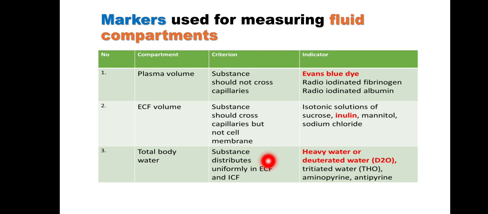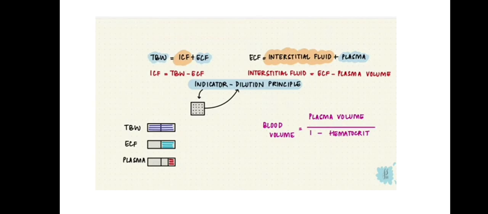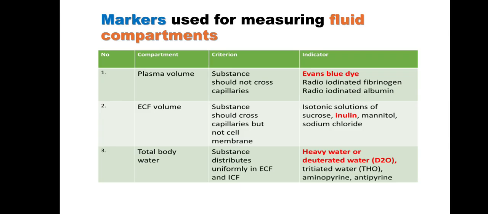The what? It should be distributed within this compartment. Just like the way it's been distributed here, the total body water has been distributed across the ECF and the ICF. So it should be able to cross the blood capillaries. But the most ideal criterion is that the substance distributes uniformly in the ECF and the ICF.